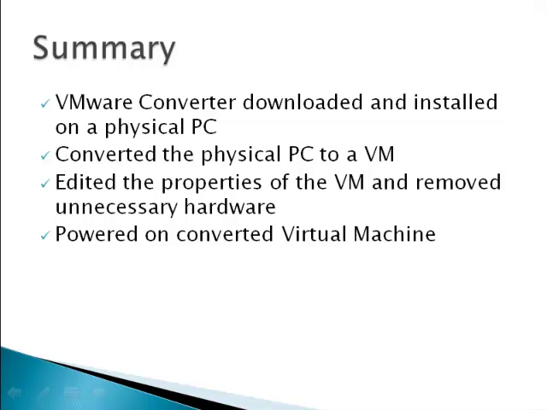That concludes Module 5 of VMsource's complimentary course in the free VMware Hypervisor. We downloaded and installed the VMware Converter on an old Windows XP physical PC. We converted that physical PC to a virtual machine. We edited the properties of the virtual machine and removed lots of unnecessary hardware. Then we powered on the virtual machine and changed its name so as to avoid network conflicts with the existing physical PC.